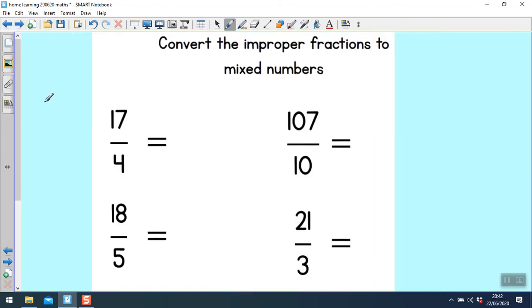Now convert the improper fractions to mixed numbers, remembering that this line means divide. Pause the video while you do this.